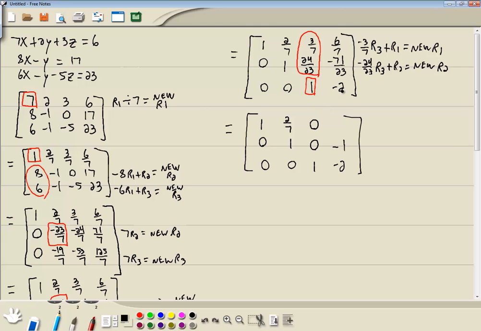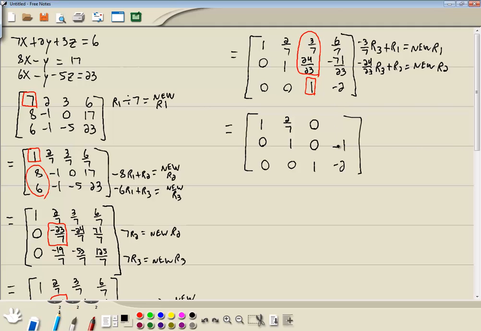Ooh, wait a minute. Multiply times the right row. Let me double check myself here. I think I screwed up. Okay, negative 3 sevenths times 0 is 0 plus 1 is 1. Negative 3 sevenths times 0 is 0 plus 2 sevenths, 2 sevenths. Negative 3 sevenths times 1 is negative 3 sevenths. Okay, now I'm fine. About screwed up though. Negative 3 sevenths times negative 2 I think is 6 sevenths plus 6 sevenths is 12 sevenths.